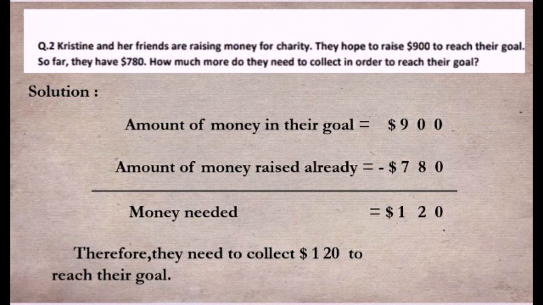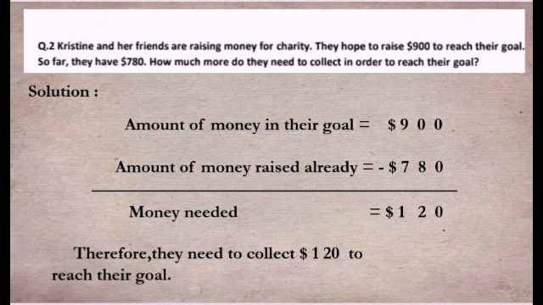You have to do it in this way also in your copy, and must give the subtraction sign, and write the statement properly. And our second question was, Christine and her friends are raising money for charity. They hope to raise $900 to reach their goal. So far, they have $780. How much more do they need to collect in order to reach their goal?